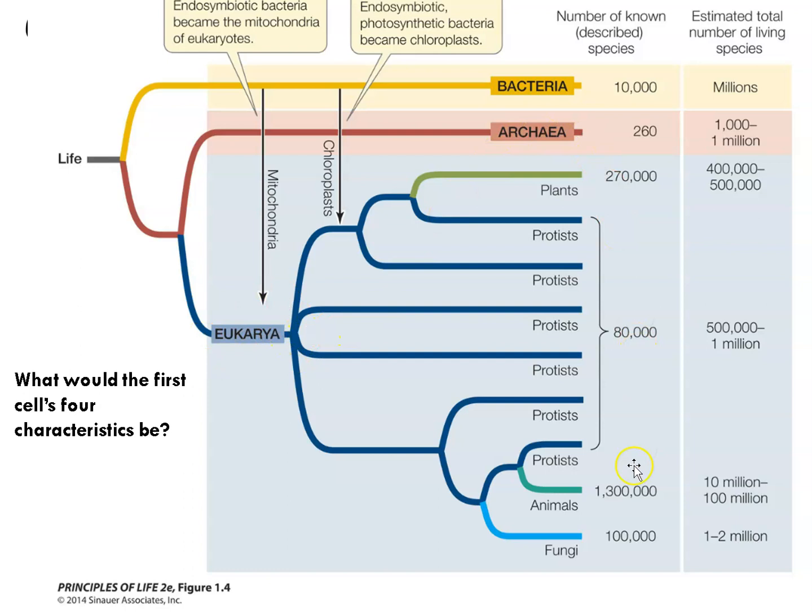And so all of these, you can see so many different protists. But this is a phylogenetic tree. So back here, there's a common ancestor to all life. And so this is common descent. And so what would the first cell's four characteristics be? So the first cell, what would it have?